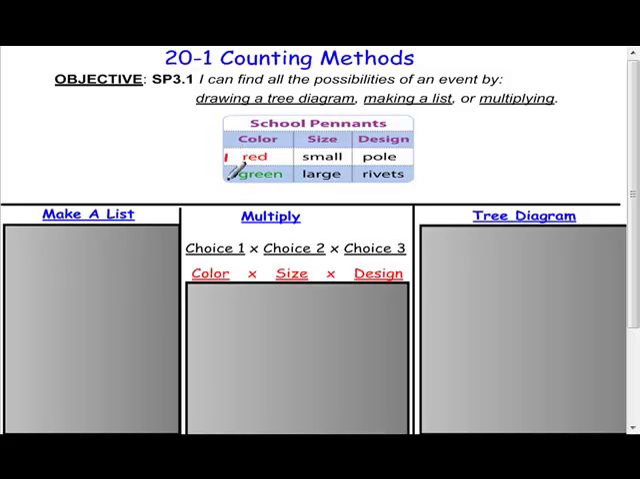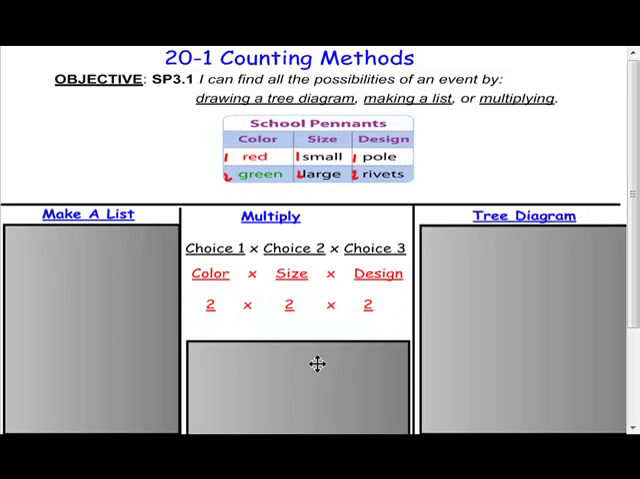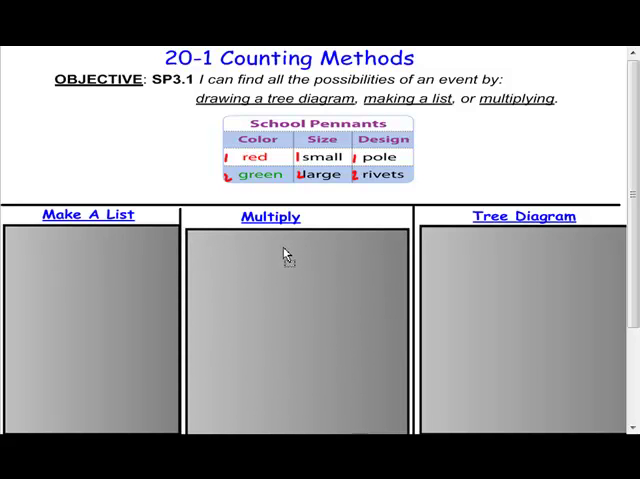Well, we have 1, 2 choices. And we have 1, 2 choices for these. We have 1, 2 choices for this. So that means 2 times 2 times 2. 2 times 2 is 4, and 4 times 2 equals 8. So there are 8 possibilities if we multiply. And that makes sense because whether we're making a list or multiplying, we should have the same answer.